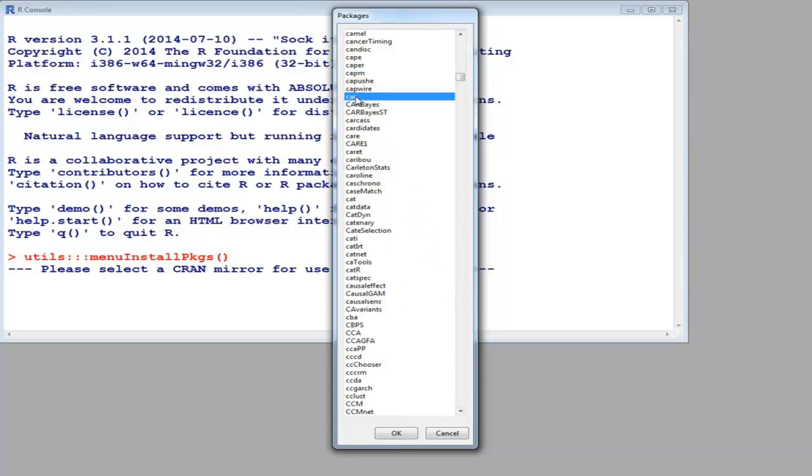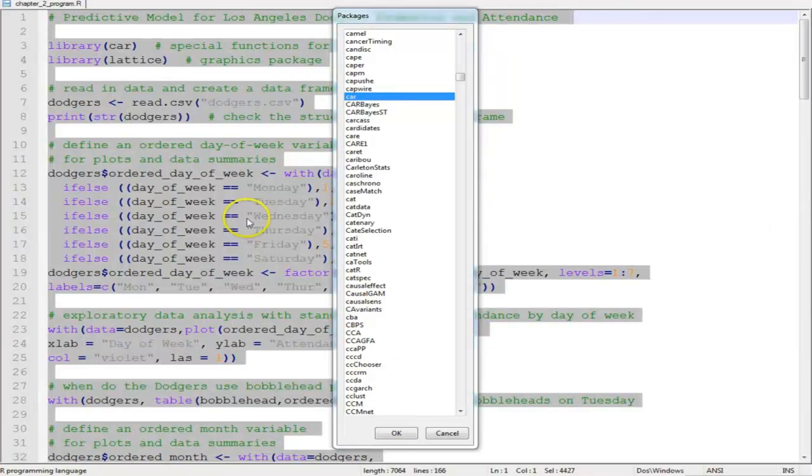What else? Really? I thought there was more. Car and Lattice, that's all? Okay.